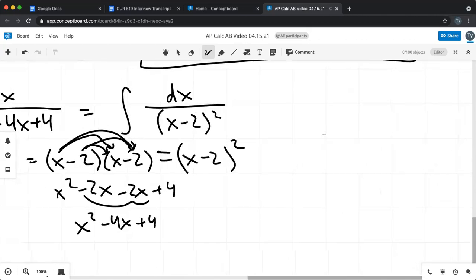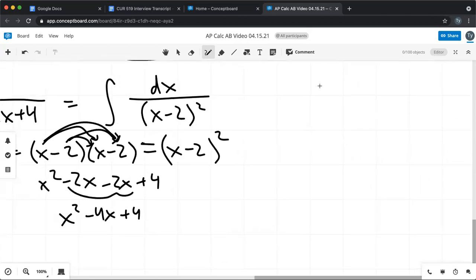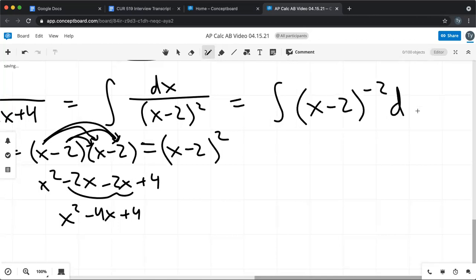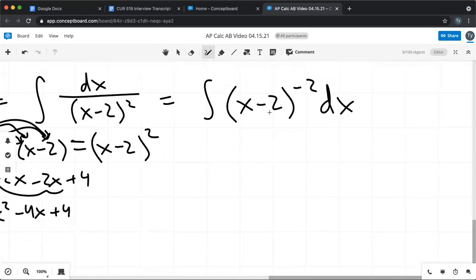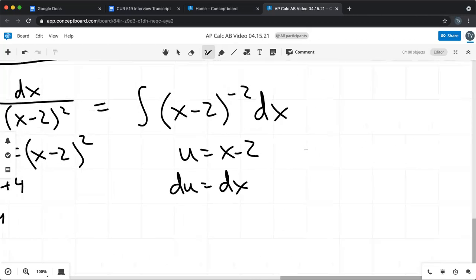The question is, can we now use U-substitution? Well, maybe first we can rewrite this exponent in our numerator by making the exponent itself negative. And if we were to make u equal to x minus 2, then du is just dx. So our new problem becomes, instead of x minus 2, we have u to the power of negative 2. And instead of dx, we have du.